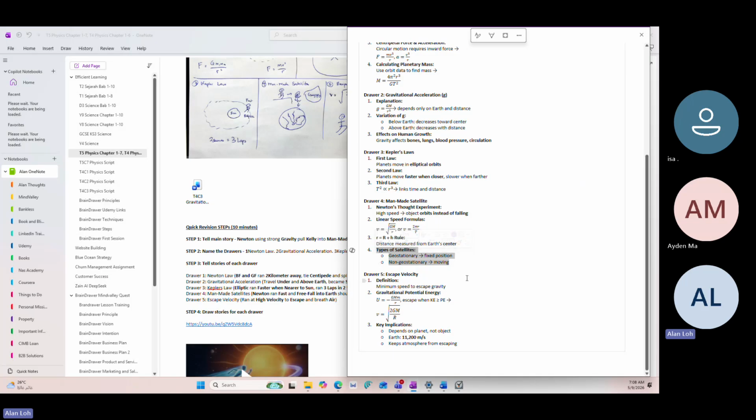There are 2 types of satellite, geostationary and non-geostationary. So the geo in geography helps us remember that there are different types of satellite. The fixed position satellite is geostationary, and the moving satellite is non-geostationary. Let me explain a bit here on how you are able to understand this satellite movement.